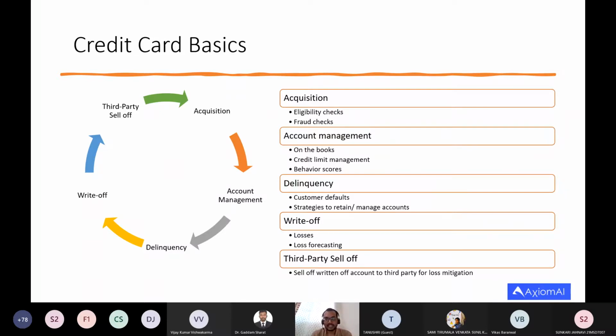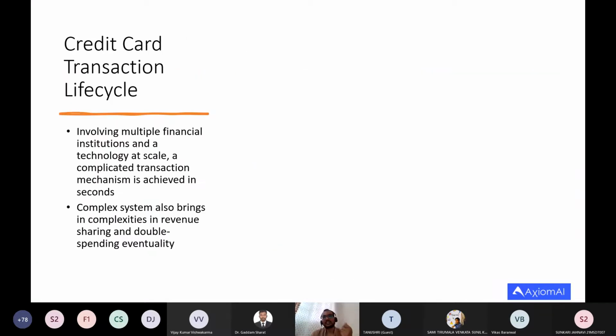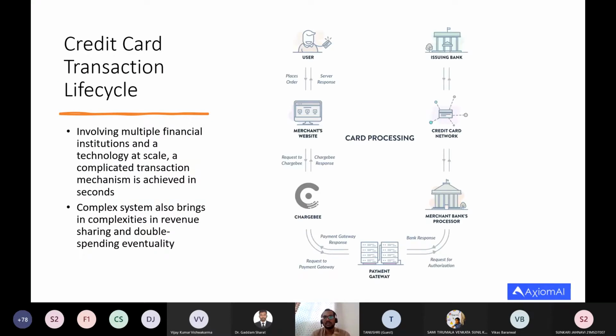All right, let's delve. I'll come back to each of these concepts again, but let's also understand how a credit card transaction works, because it's a very complex system and multiple parties are involved, right?